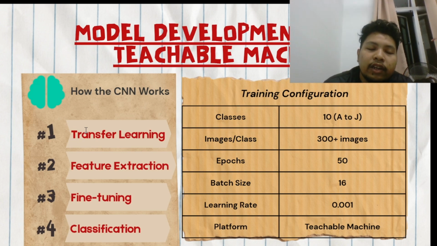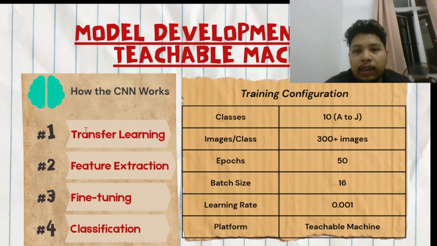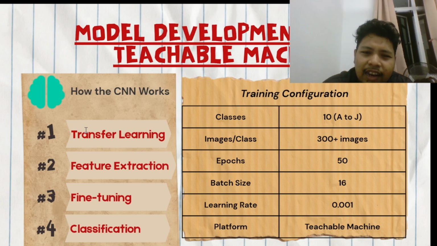Then feature extraction. The CNN identifies important visual features like hand shape and finger positioning. Next, fine-tuning. The model adapts specifically to our BIM gesture dataset. And finally, classification. So the model outputs which of the 10 gesture classes best matches what the webcam sees.